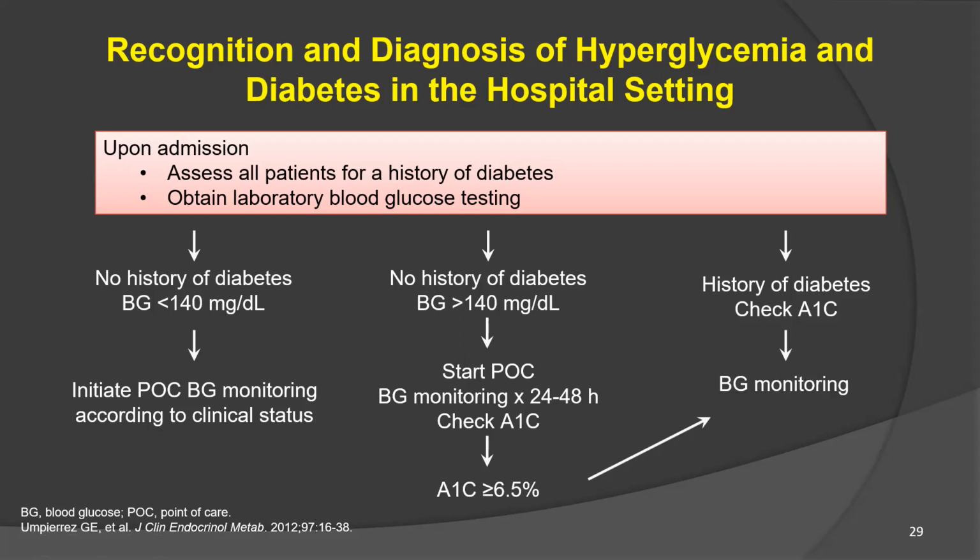If the A1C is more than 6.5%, then continue the blood glucose monitoring as per protocol for that patient for diabetes management and hyperglycemia management. And if the patient has a history of diabetes, go for A1C management straight away.